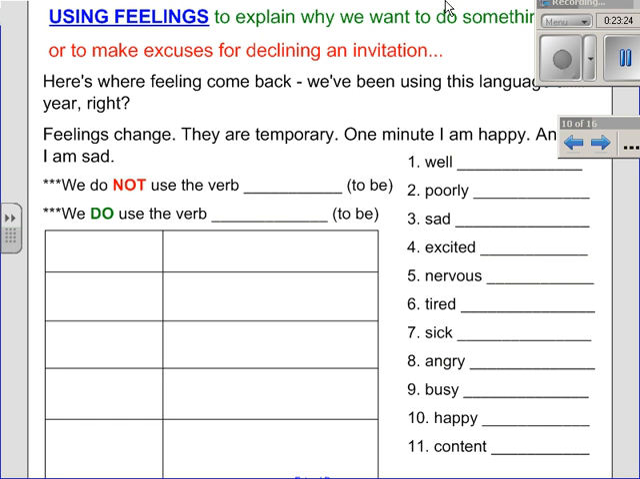Okay? Now, one of the ways that we expressed that we wanted to do something, or made an excuse for declining to do something, was based on our feelings. And so we went back to what we knew with estar. Yesterday we talked a lot about ser, meaning to be: yo soy, tú eres, él es, nosotros somos, ellos son. That is not what we're going to use, because ser is permanent. We want to talk about our feelings, and feelings change. They're temporary, right? One minute I could be happy, another minute I could be sad. And so we're going to use the other verb that means to be, which is estar.